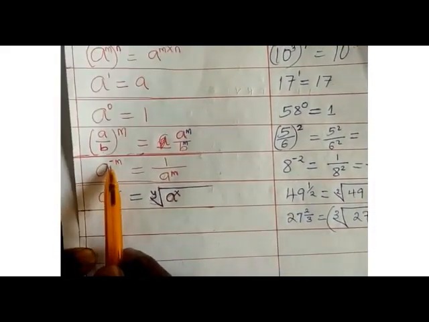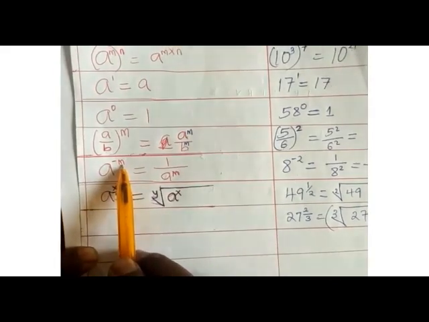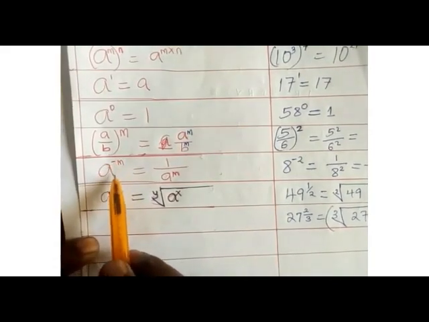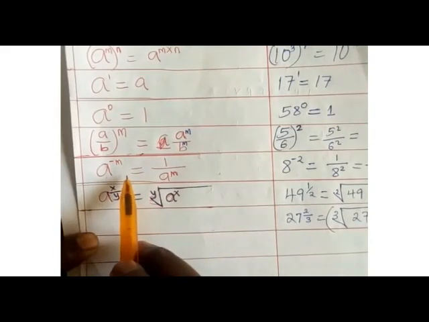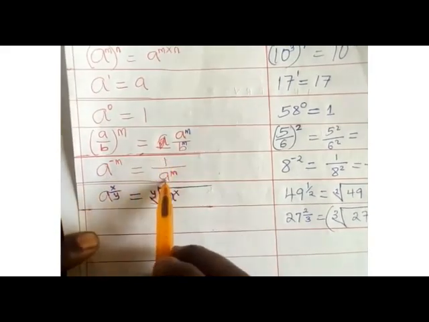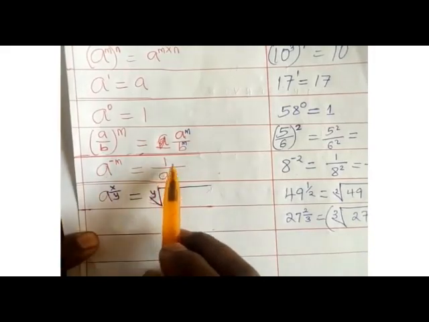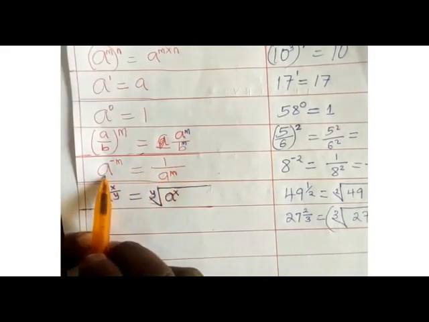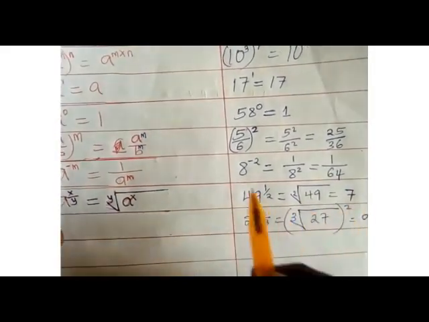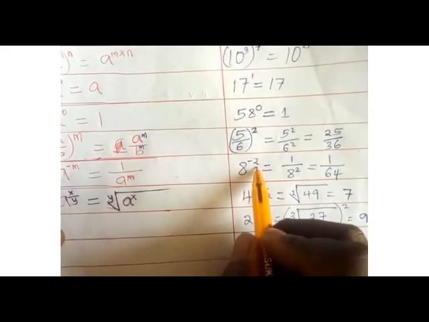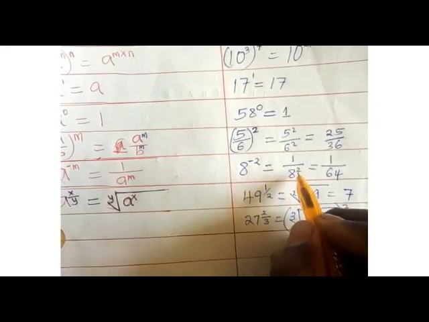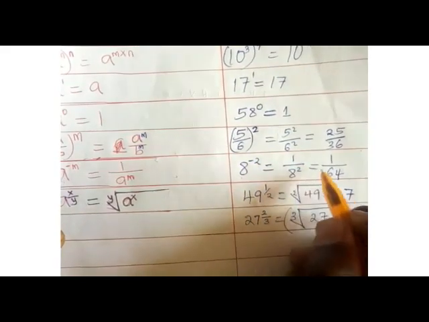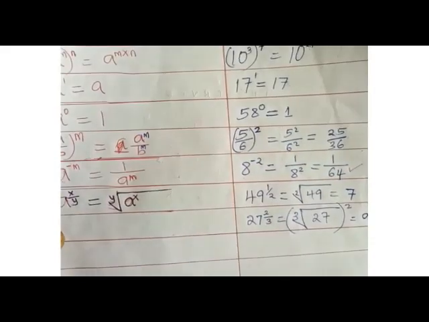A raised to power negative m. So the index here is negative. To make this index positive, you introduce a reciprocal. So 1 over a raised to power m. Now this one is the same as this. For example, when we have 8 raised to power negative 2, it is exactly equal to 1 divided by 8 raised to power 2 positive, which is equal to 1 over 64.